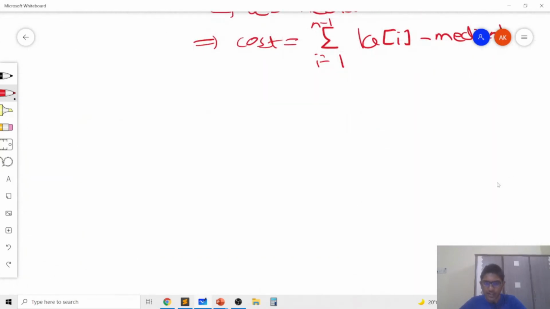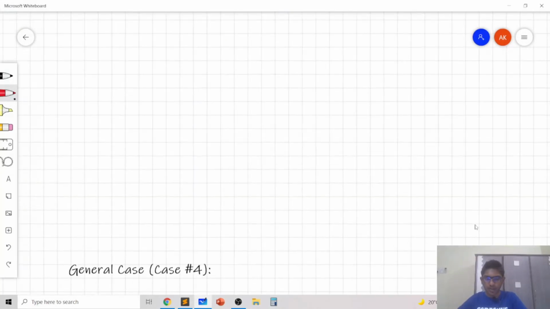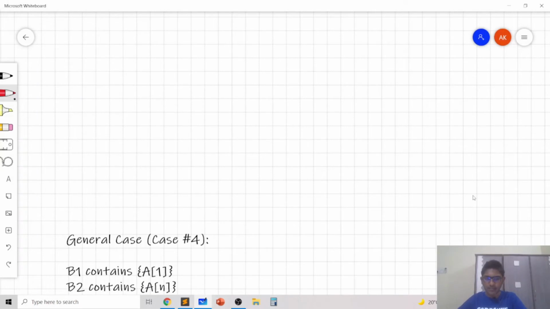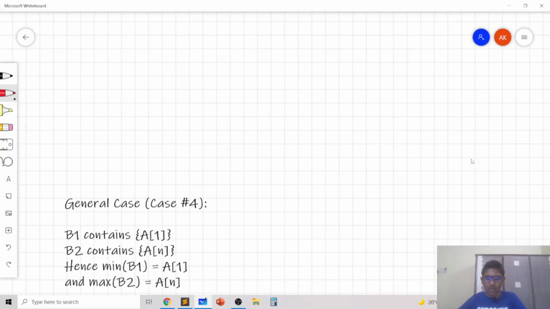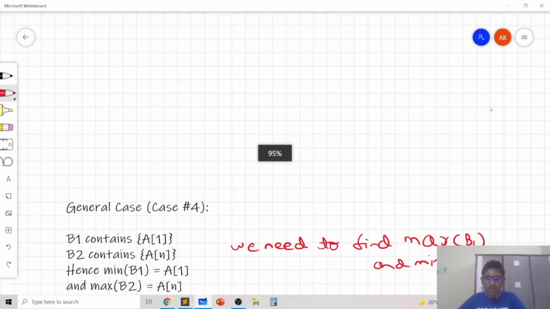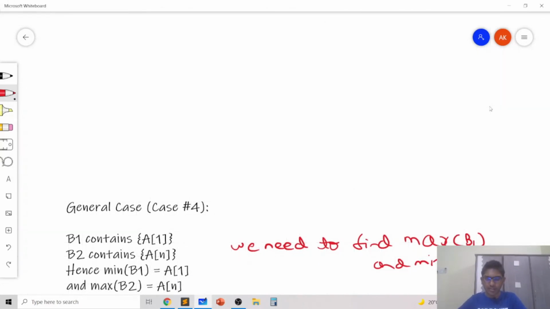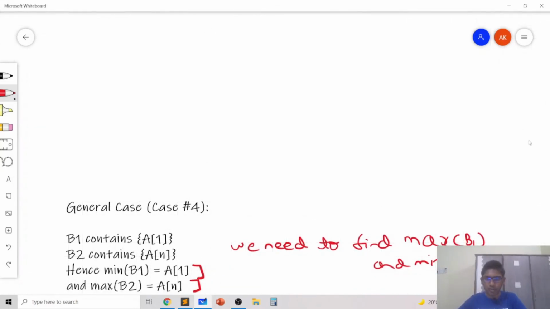Now we can look at the general case, which is case number 4. So now in the general case, B1 contains A1, B2 contains AN, and hence the minimum of B1 will be A1 and the maximum of B2 will be AN. Now we need to find out what the minimum of B2 is and what the maximum of B1 is. Because if we know what the minimum of B2 is and what the maximum of B1 is, then we know what is the beauty for B1 and we know what is the beauty for B2, and we can easily compute the absolute difference between the two beauties to get the number of moves required.